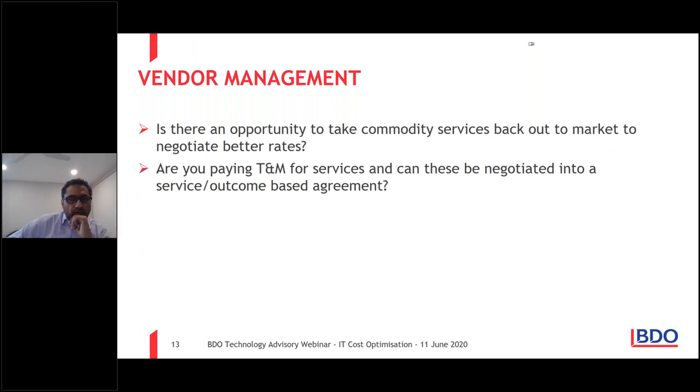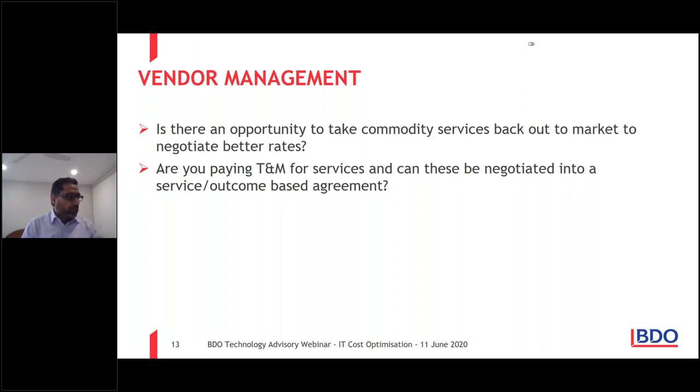The next one, when we talk about vendor management, is around taking some of those services back to the market. Especially in commoditized services, even if the contract is not up for renewal, there are a lot of opportunities for you to go into the market and test whether the rate that you're getting is reasonable or not. So irrespective of where you are in the contracting cycle, if there are commoditized services, consider going back into the market, testing it out, and seeing if you can get a better rate.